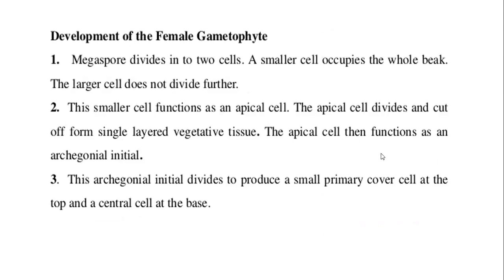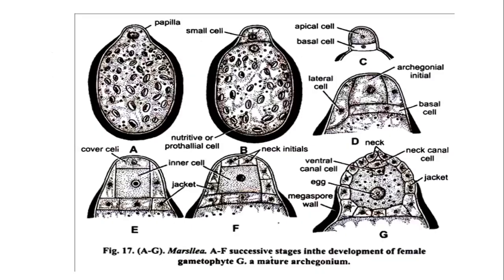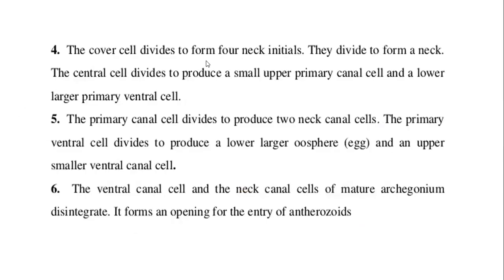So this apical cell then functions as an archegonial initial. This archegonial initial divides further to produce a primary cover cell at the top and the central cell at the base. The cover cell at the top will divide further and form neck initials, and they divide to form the neck region, and the central cell transforms into an upper primary canal cell and the lower ventral cell.